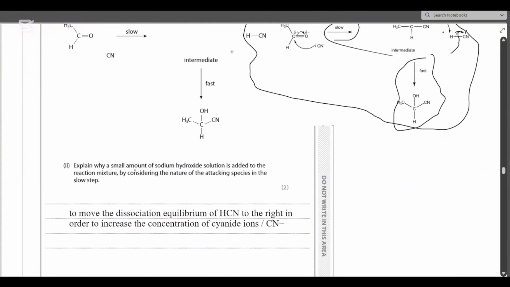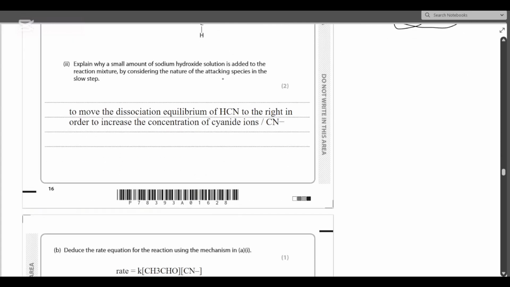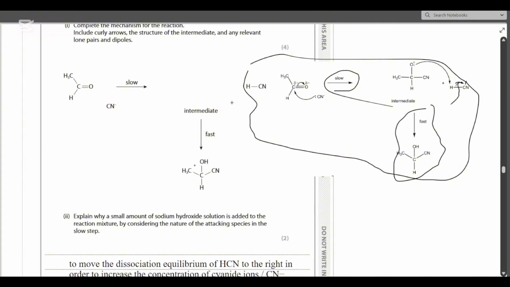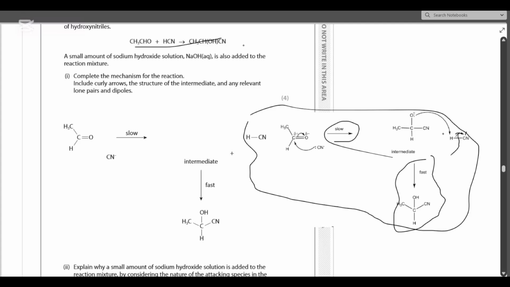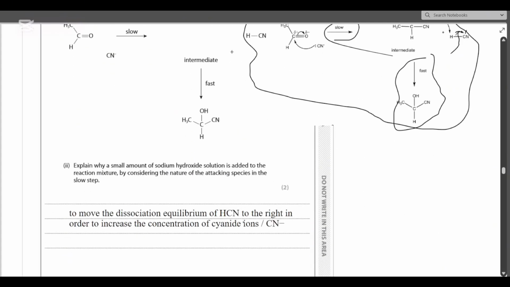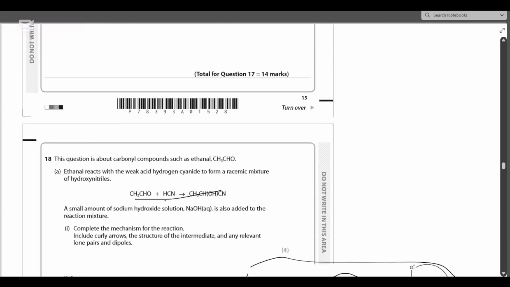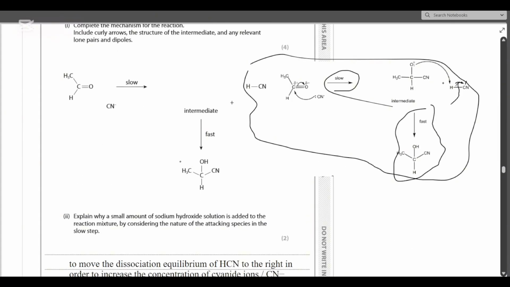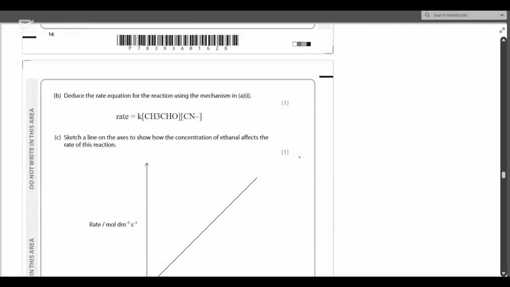The next one, they said explain why a small amount of sodium hydroxide solution is added to the reaction mixture by considering the nature of the attacking species in the slow step. Now, it was added to move the dissociation equilibrium of HCN to the right in order to increase the concentration of cyanide ions. The concentration of cyanide ions here was low, and this would allow the reaction to become more favorable so that the reaction can take place and produce this product by this mechanism.